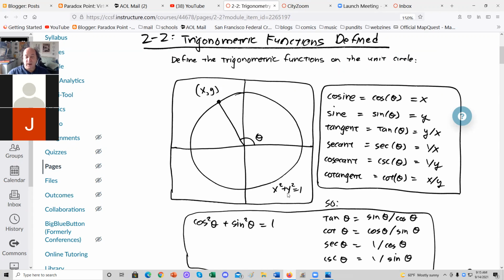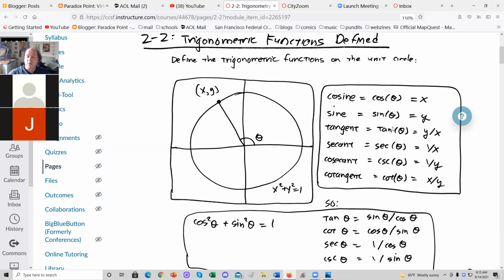X squared plus y squared equals 1. And we make a ray at an angle of theta from the positive x-axis, and it meets the circle at the point (x, y). The x-coordinate is called the cosine of theta. The y-coordinate is called the sine of theta. Sine is spelled s-i-n of theta, is how it's written mathematically.